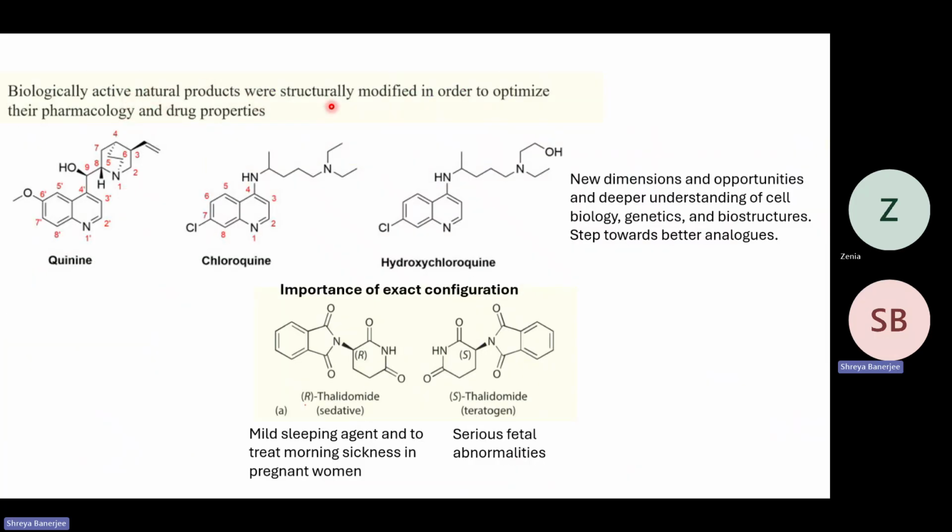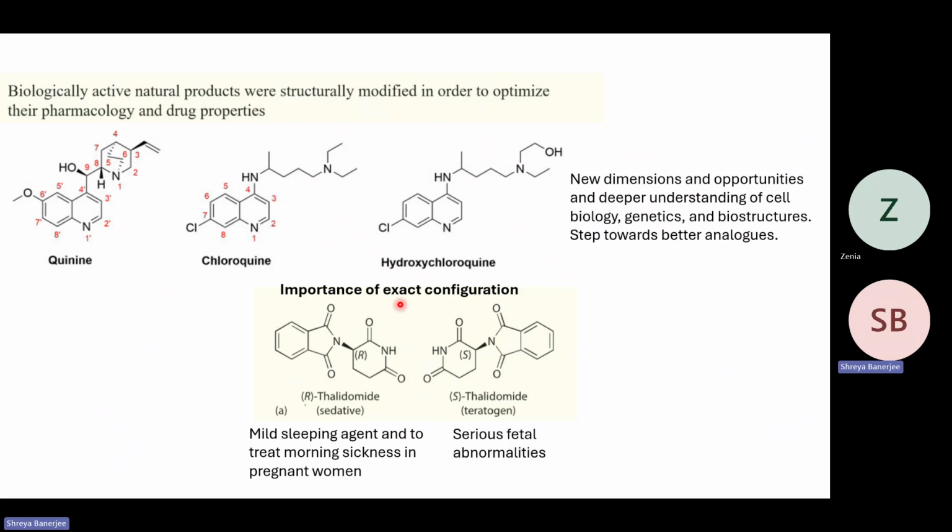These biologically active natural products were structurally modified in order to optimize their pharmacology and drug properties. So this was the initial structure of quinine. This had been modified slightly, like this. Instead of closed, it is now open chain, and a chlorine had been added at the 7 position to get chloroquine, and that had been modified further by adding a hydroxyl group here to get hydroxychloroquine. So by improving iteratively like this, the potency and other properties of the drug were improved, and this leads to better and better drugs.